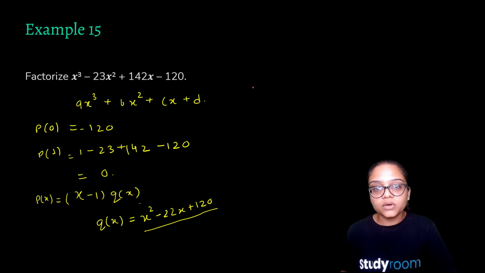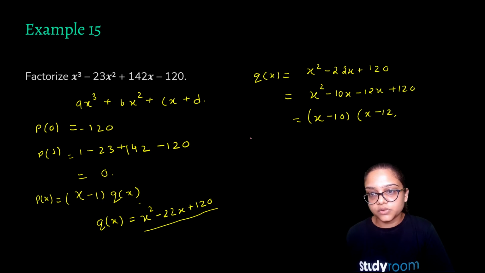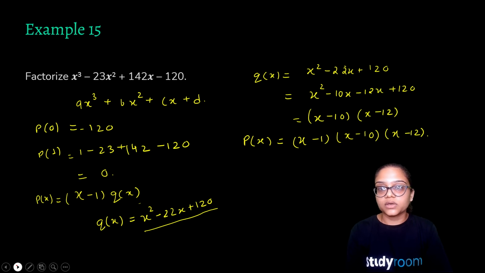So I'm going to split q of x first, and then I'll write it together: x square minus 22x plus 120 is x square minus 10x minus 12x plus 120. So after splitting we would get x minus 10 and x minus 12. So after the whole process we get 3 factors, or 3 zeros more precisely, and that is the answer. I hope you learned how to solve 3-degree polynomials.